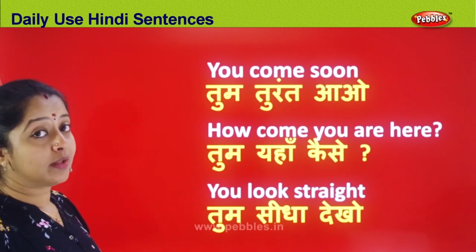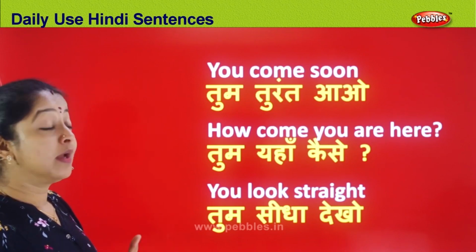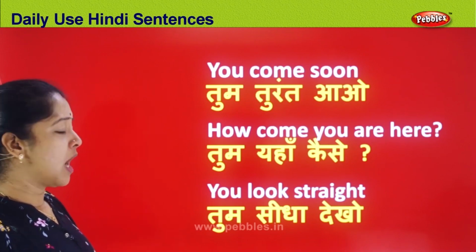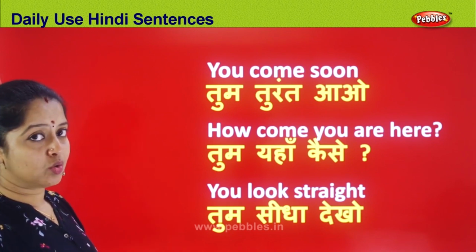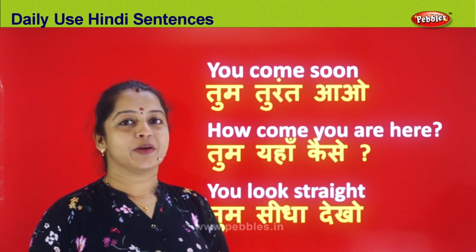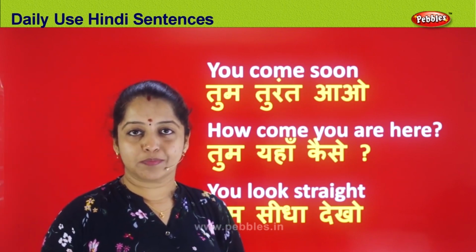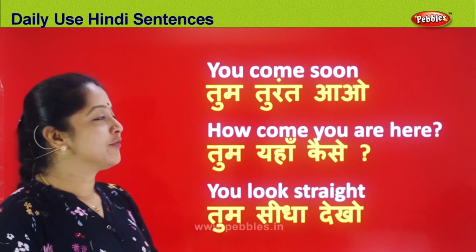Tum turant aao. You come soon. Tum yahan kaise? How come you are here? Tum seedha dekho. You look straight. Right? So hope it was easy for you to speak along with me. Yes. So let's have a look at the next set of words.